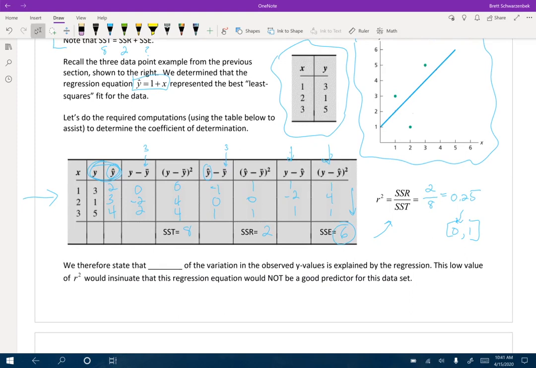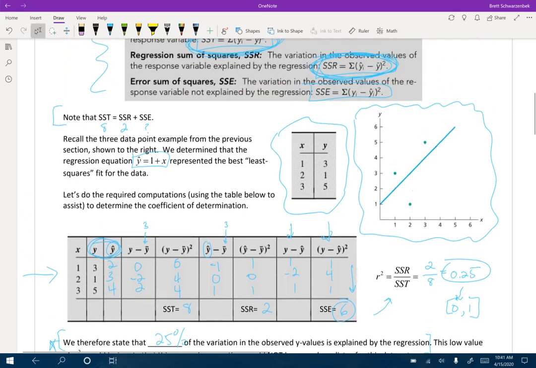So what would we say in technical terms? We would say right here, we therefore state that 25%, that is 0.25, of the variation in the observed y values is explained by the regression. That is the formal statement for r squared, which you want to know. And then you interpret r squared by what it means. This low value of r squared would insinuate that the regression equation would not be a good predictor for this data set.